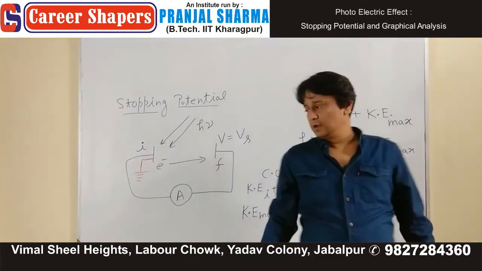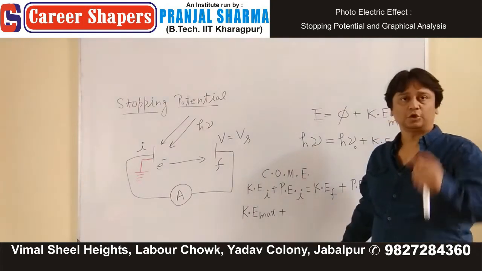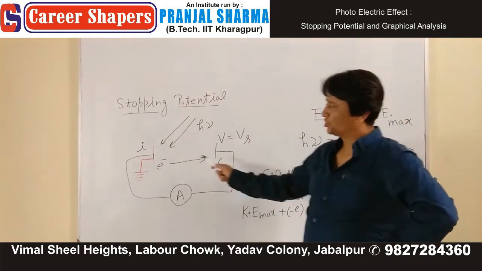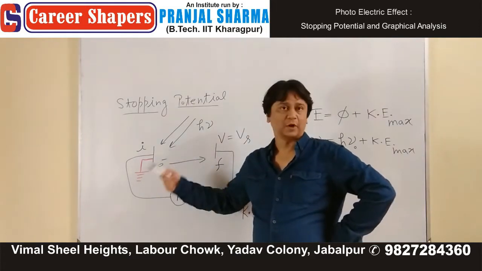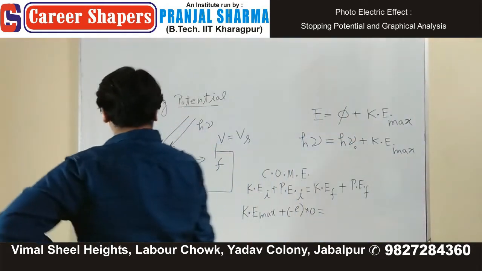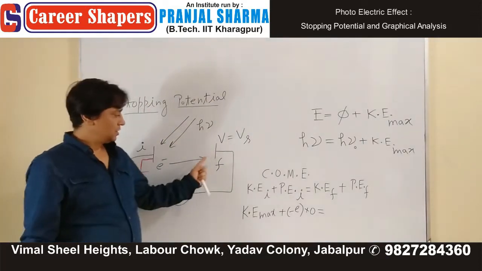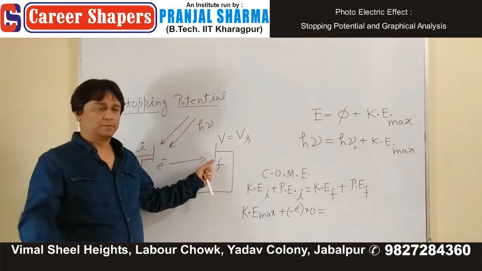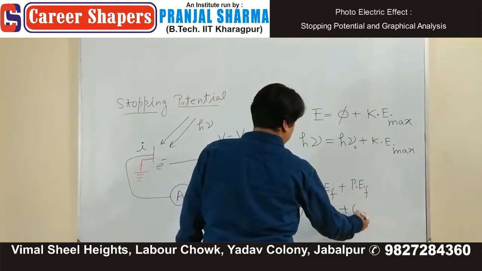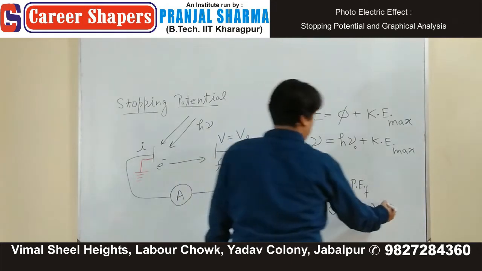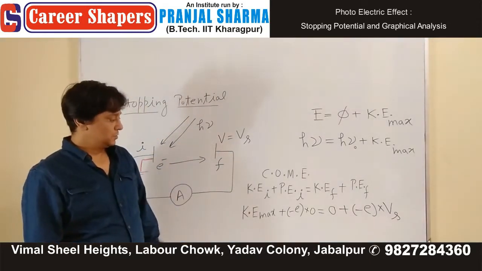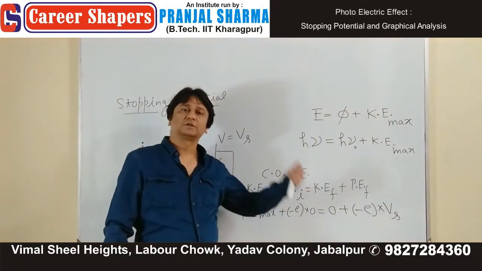What is the formula for potential energy? Q multiplied by V. What is Q? Minus e. It's an electron. What is the potential of this place? Earth. Potential is 0. Multiplied by 0. This is equal to what? Final kinetic energy. The potential here is the stopping potential. When it reaches this place, it should stop. If it stops, that means final kinetic energy is what? 0. What is final potential energy? Q multiplied by potential, which is Vs. So this is the only thing I expected from you, and not a single person could answer this.